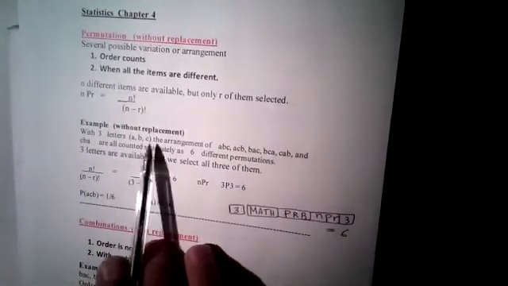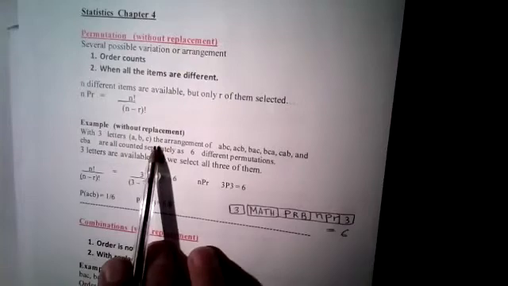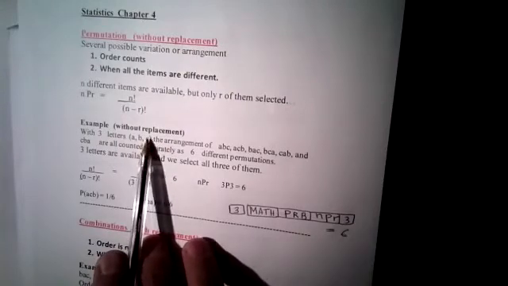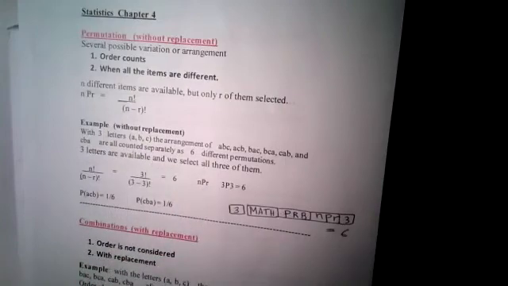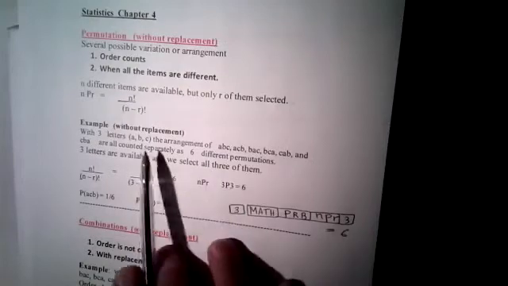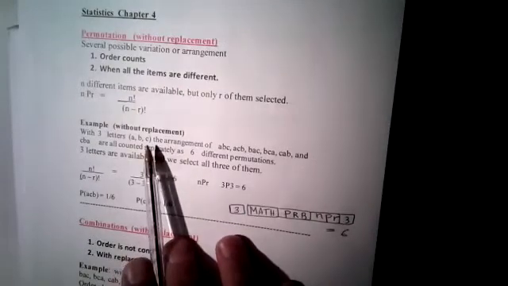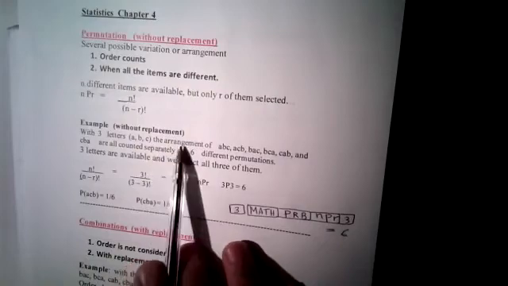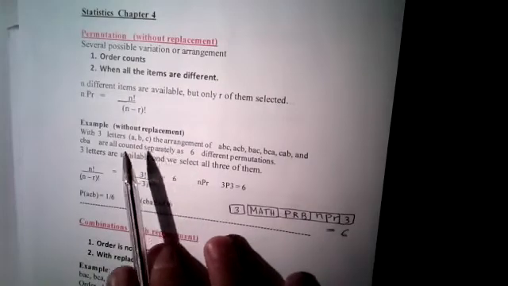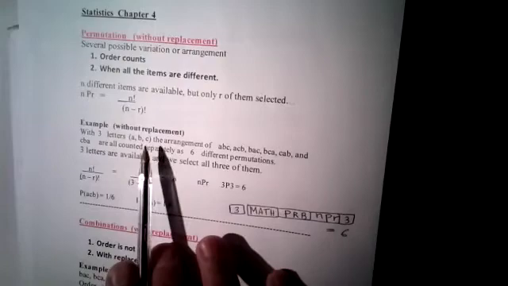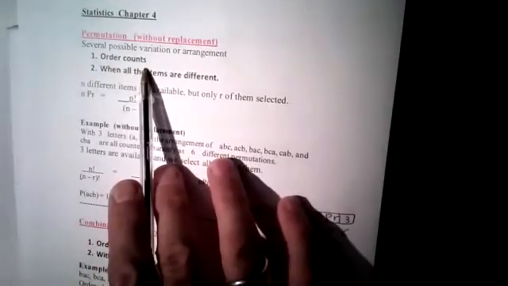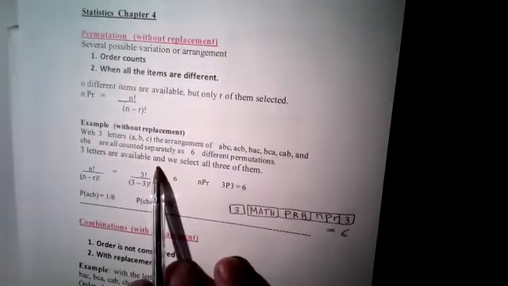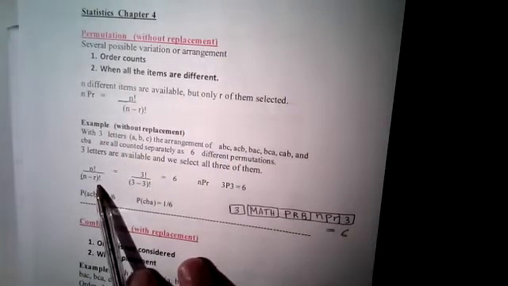There are 3 letters, right? If order is important, each time you put these 3 letters together, you may come up with different arrangements. So it could be ABC, it could be CBA, it could be BAC. How many ways can you put these 3 letters together? Order counts, so this is permutations. And this is the formula.